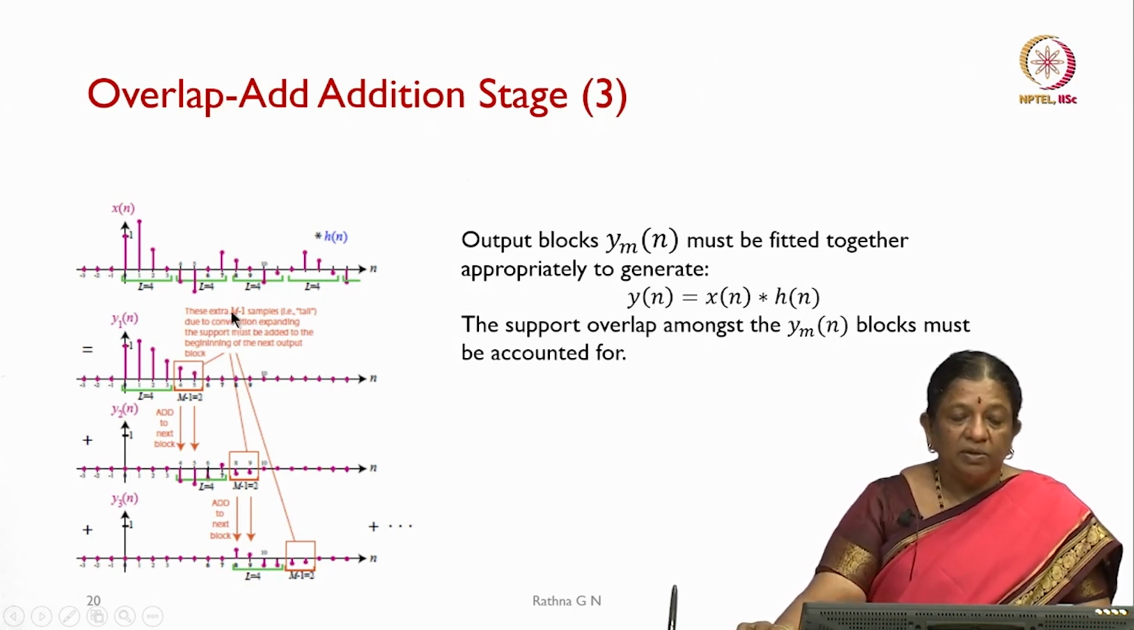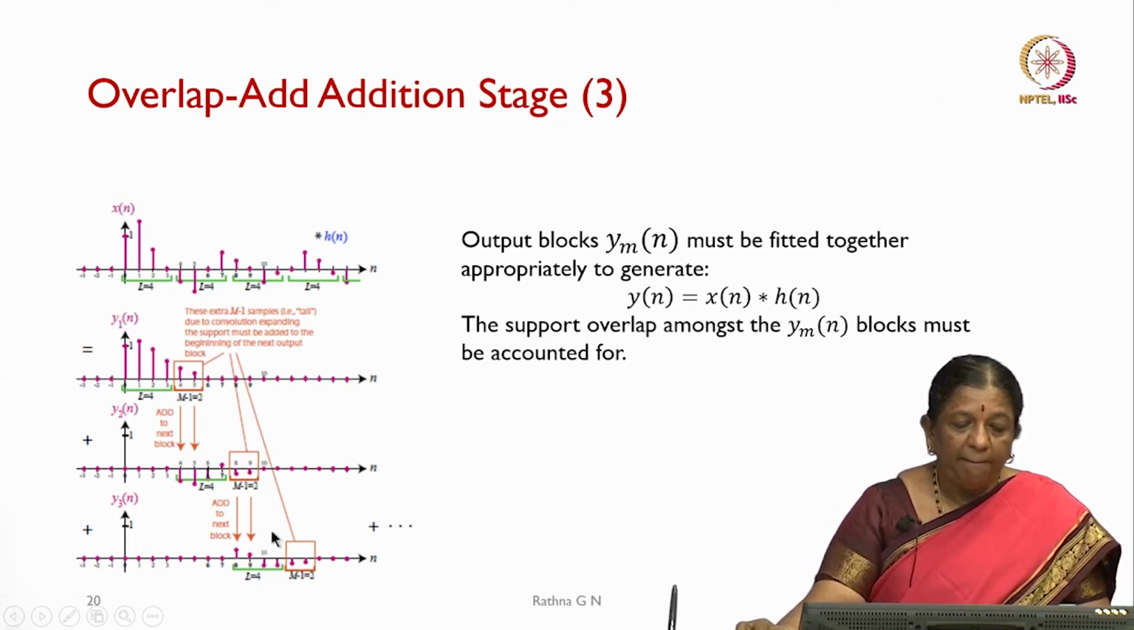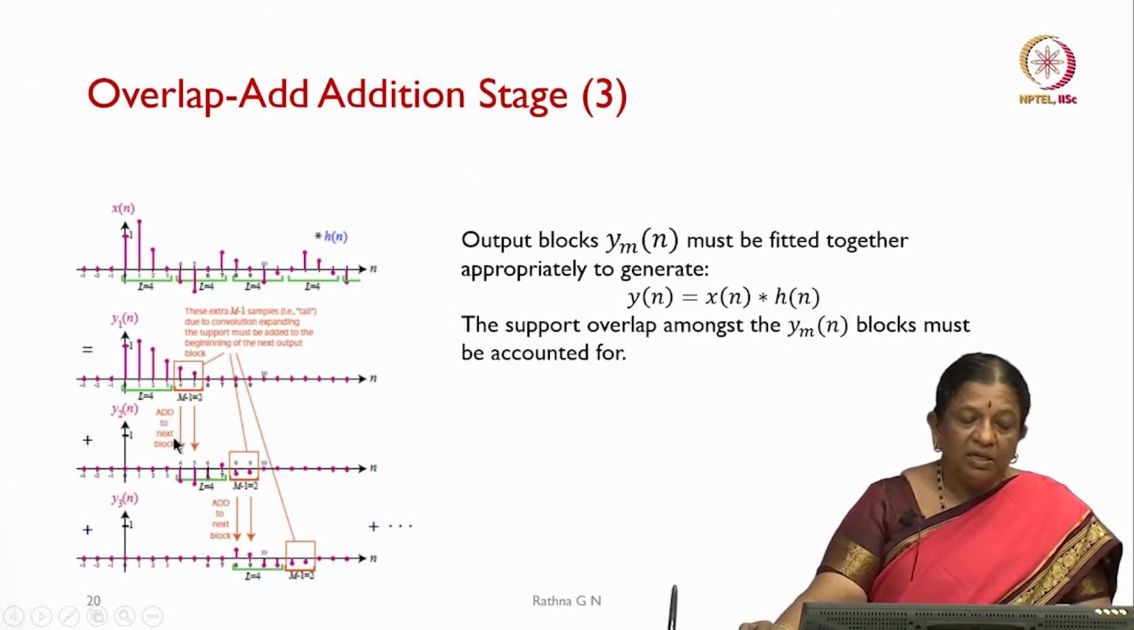So, whatever extra m minus 1 samples we have, we will either discard them, or we can take them to the next block and add them there. So, this is first y 1 of n, and these two are going to be added to the next block, and then we will make L equal to 4 length here, as you can see. So, 2 samples, the m minus 1 samples, which is 2, will be coming from this block.